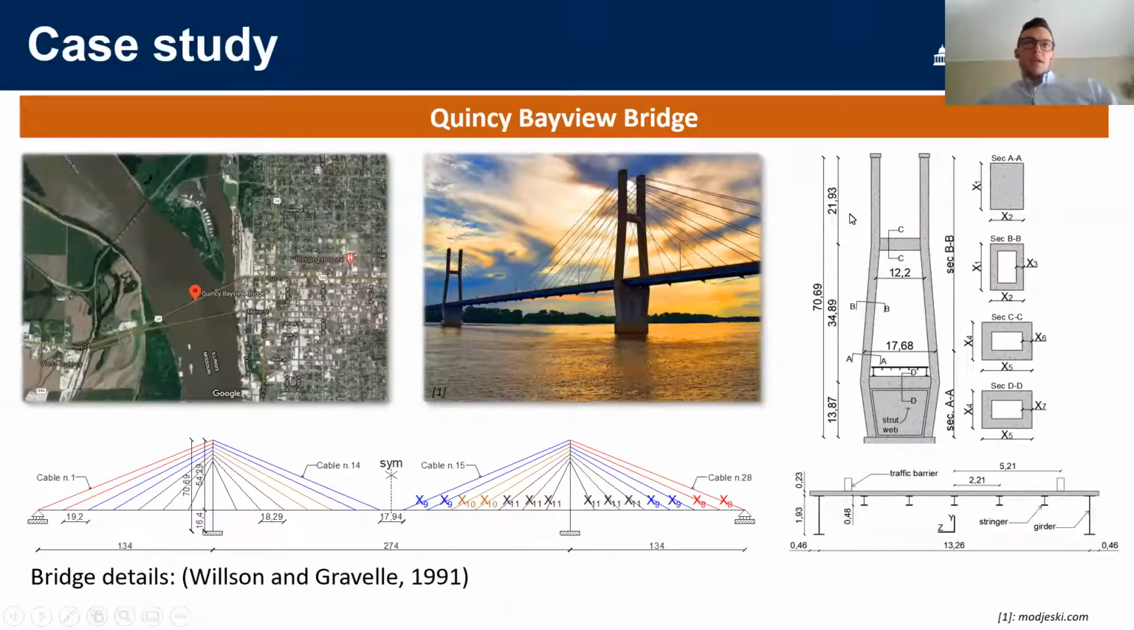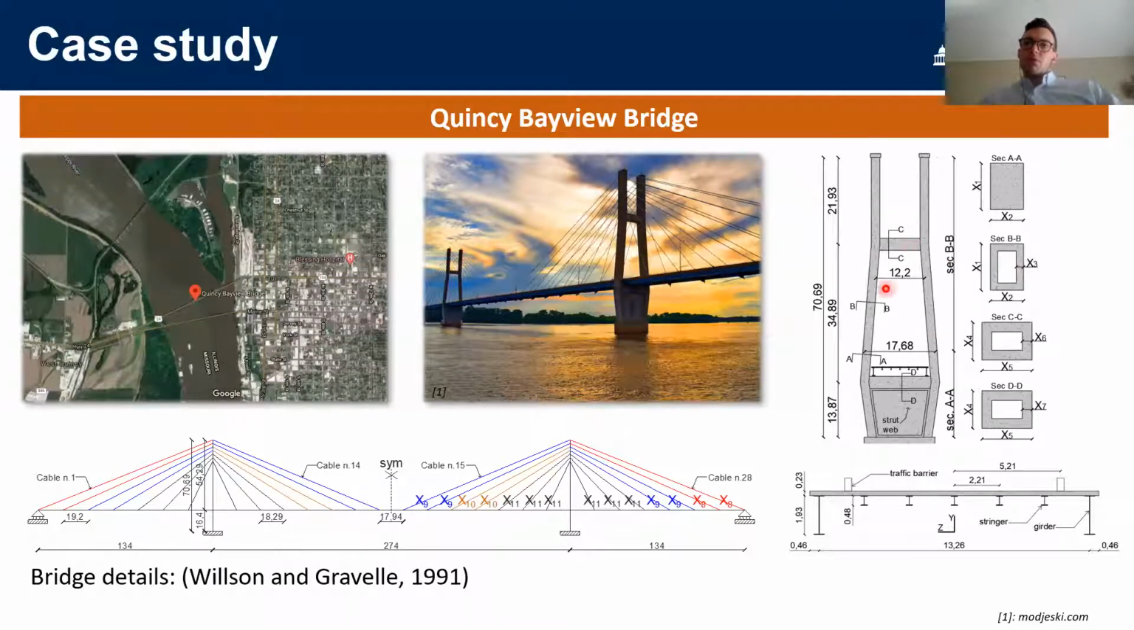So the case study is the Quincy Bayview Bridge, which was built in 1989 in Illinois. And as you can see, it has a main span of 274 meters and two side spans of 134 meters. The tower has a height of 71 meters from the water line and presents different section changes along the leg. So in this part, we have a rectangular section, and then we have a change to a hollow section.